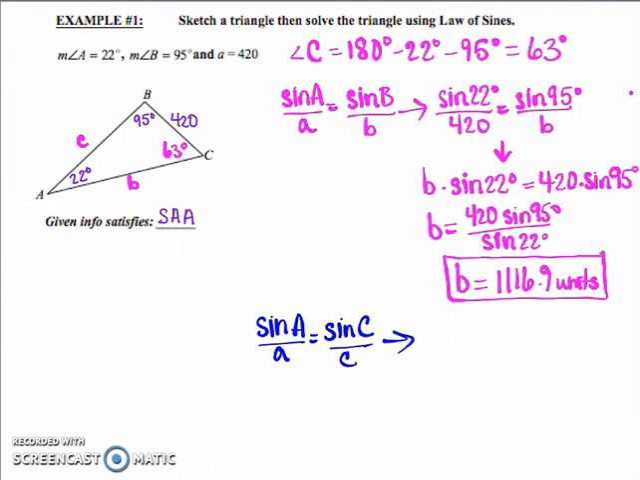So my equation is going to become sine of 22 degrees over 420 is equal to sine of 63 degrees divided by side C. And again, I'm going to do that same algebra that I did. I'm going to multiply both sides by C to get that out of the denominator.